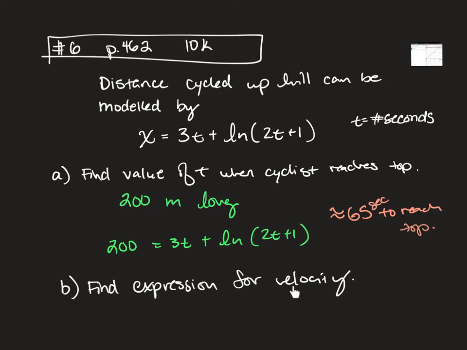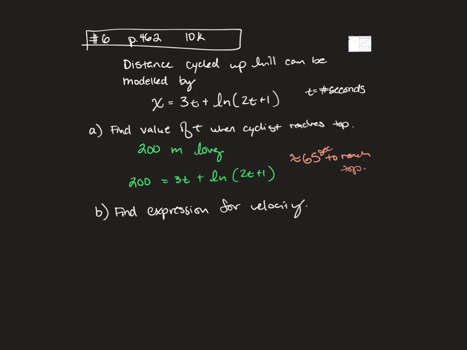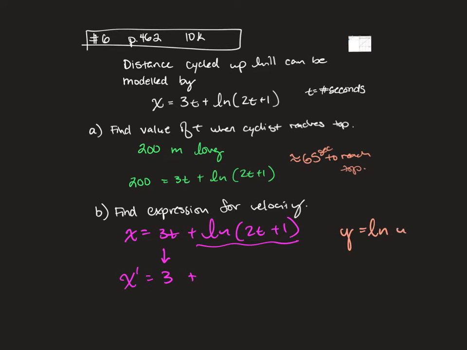When they're asking for an expression for velocity, it's just asking for the derivative of this. So we're just going to get the derivative. We've got x is equal to 3t plus the natural log of 2t plus 1. This derivative would just be 3 plus, this bit is going to require the chain rule, so I'm going to write y equals the natural log of u. U is 2t plus 1.